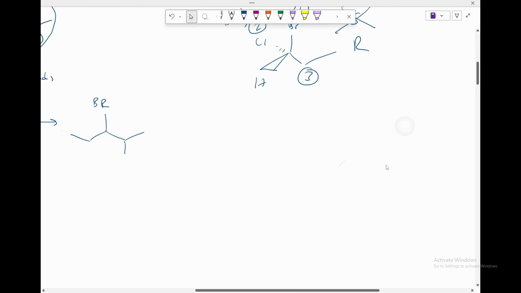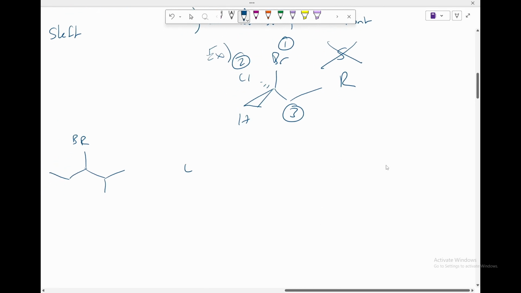Okay. The last thing I'm going to cover for R and S is if the lowest priority is in the plane. Instead of hydrogen, I'm going to do something spicy. Maybe I have an ethyl here, chlorine here, maybe I have that there. So I know that my highest priority, actually, hold up.